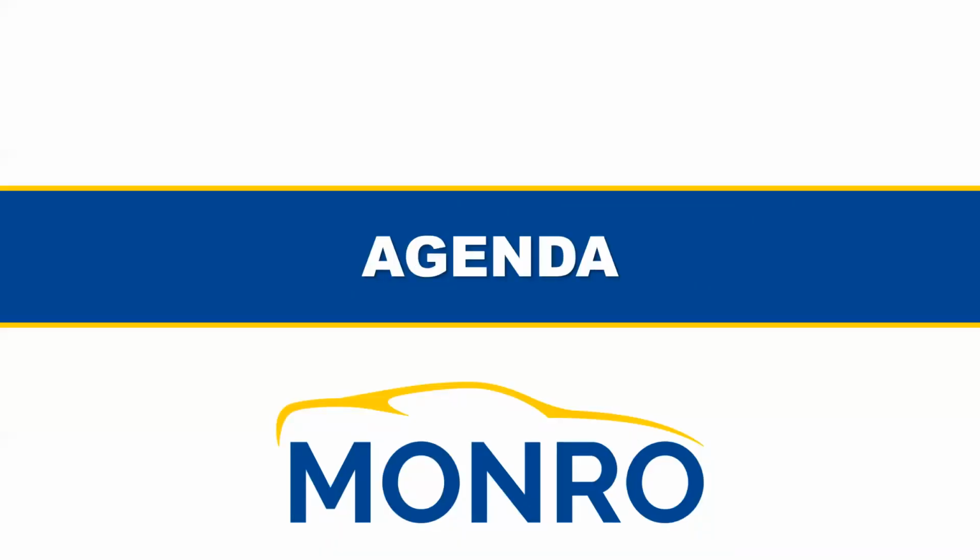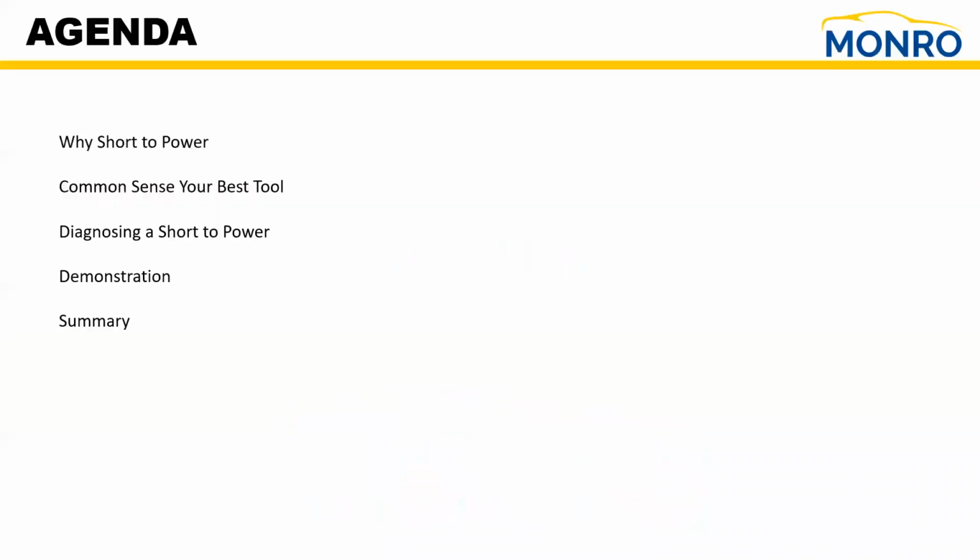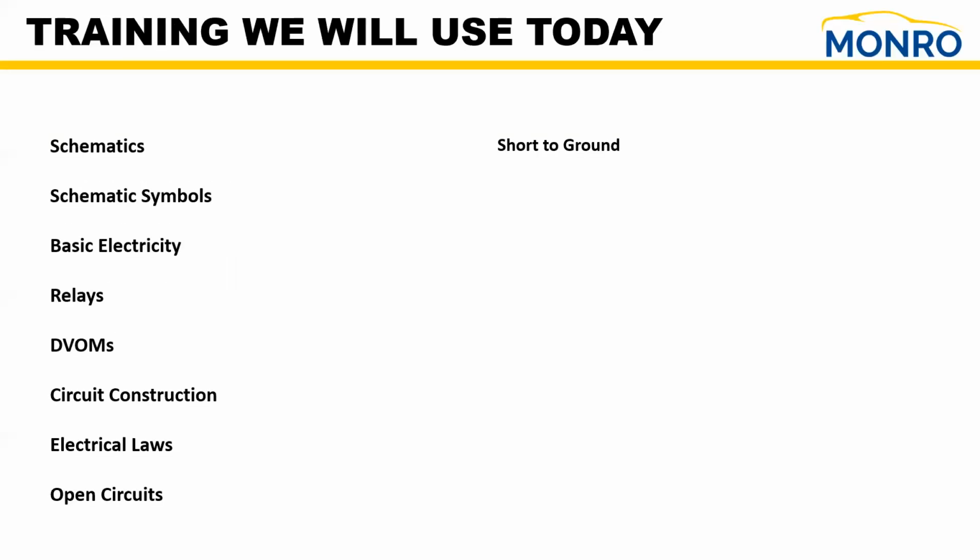Let's go through our agenda real quick. We're going to talk again about why short to power. And remember, common sense is your best tool when it comes to electrical diagnosis. We'll go through how to diagnose a short to power. We'll do a brief demonstration, and then we'll summarize. Now, keep in mind, there's other prerequisite training you should have already done: schematic symbols, basic electricity, relays, digital voltmeters, circuit construction, the electrical laws, open circuits, and a short to ground.